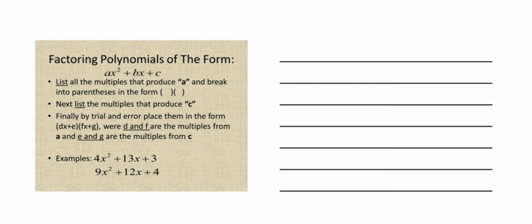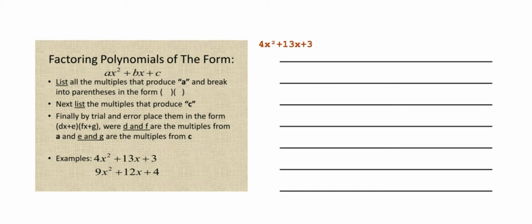Next, list the multiples that produce c. Finally, by trial and error, place them in the form dx plus e in one parenthesis, and the other set of parentheses fx plus g, where d and f are multiples from a, and e and g are multiples from c. So we have a couple of examples in this case. So let's start with the first one.